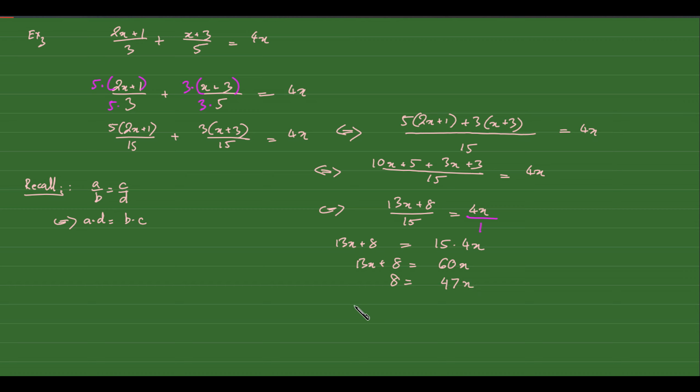Okay, then I can rewrite this as 47x equals 8. This is multiplication, right? 47 times x. So in order to get rid of 47, you divide both sides. So your answer will be 8 over 47.